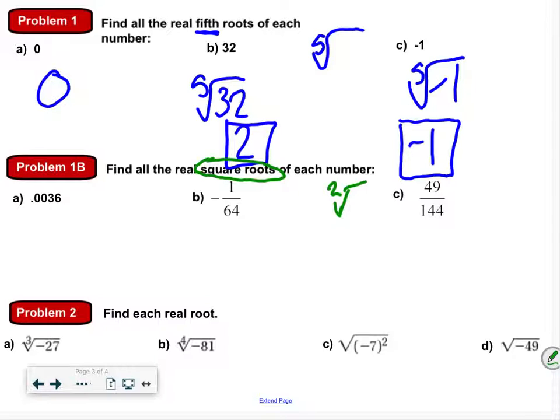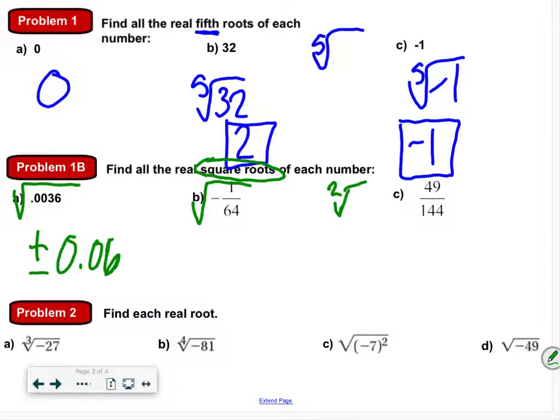So you said I have an even. If I'm taking the square root of 0.0036, is that positive or negative? Positive. How many answers? 2. So right away I'm going to write plus minus. How do I figure out what it is? Put it in your calculator. 0.06, because the square root of 36, and then we just have to move over.